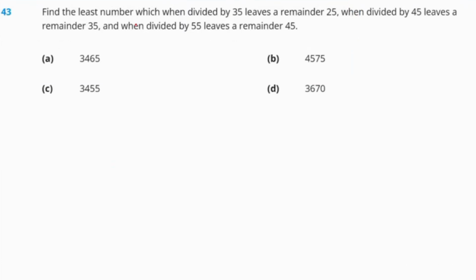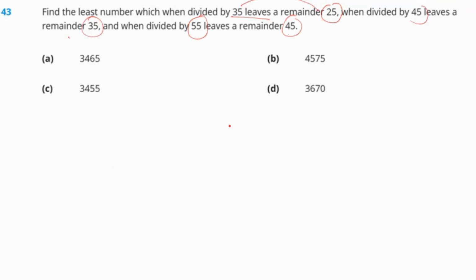Next is saying that find the least number which when divided by 35 leaves the remainder 25, and when divided by 45 leaves the remainder 35, and when divided by 55 leaves the remainder 45. Okay, find the least number that we need to figure out. When we divide it by 35, it gives a remainder of 25, difference of 10. When divided by 45 leaves a remainder of 35, again the difference is 10. And when divided by 55 leaves a remainder of 45, again the difference is 10.